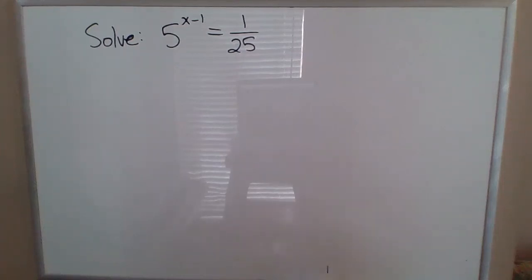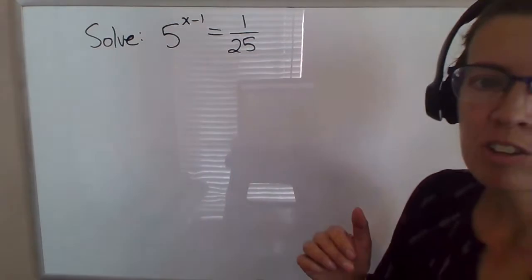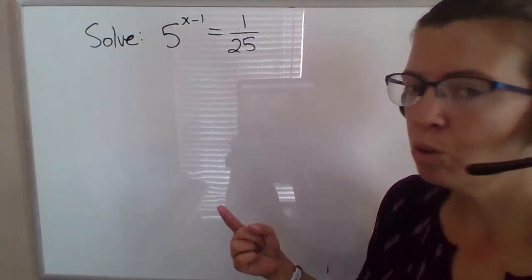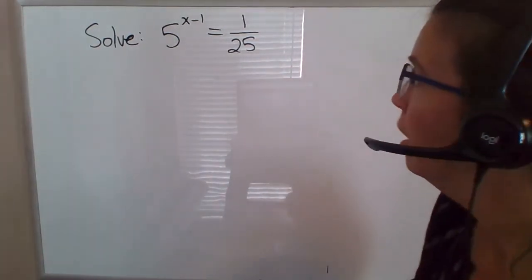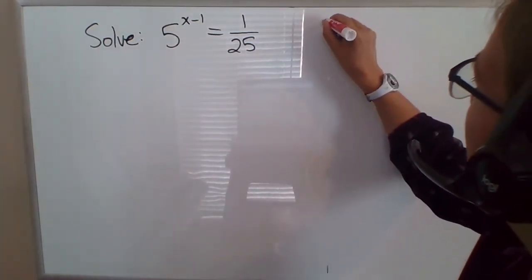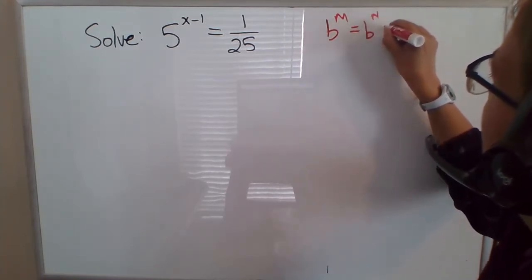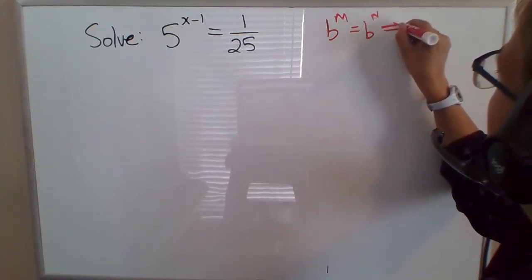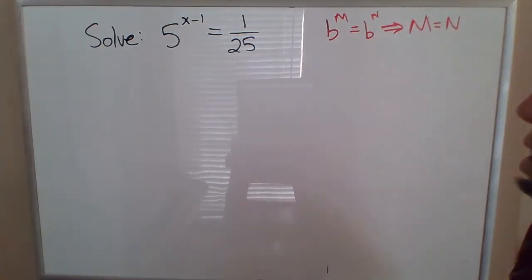So here's a fairly simple exponential equation for us to start out with. Now my advice when you're solving exponential equations is to first consider whether you can express both sides of the equation as a power of the same base. Because the exponential functions are one-to-one, if we have an equation of the form b to the m equals b to the n, then we can conclude that the exponents must be equal to one another.